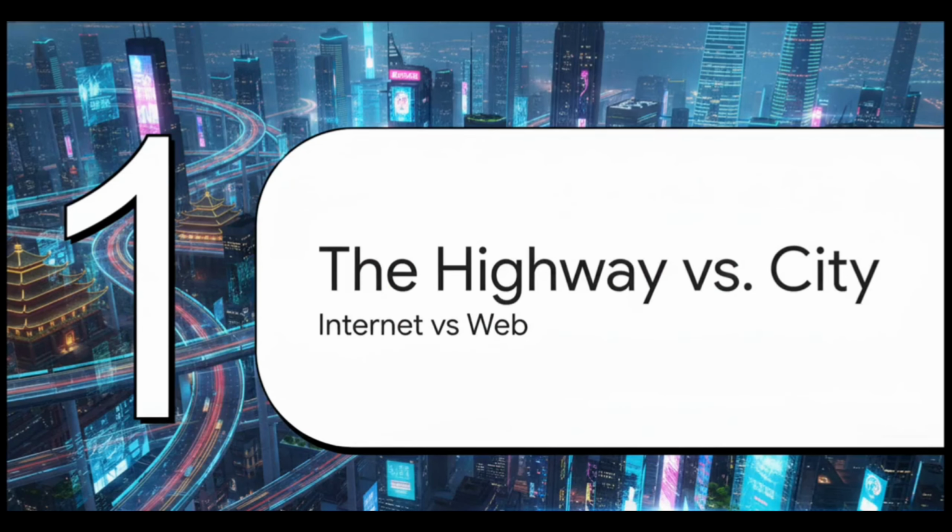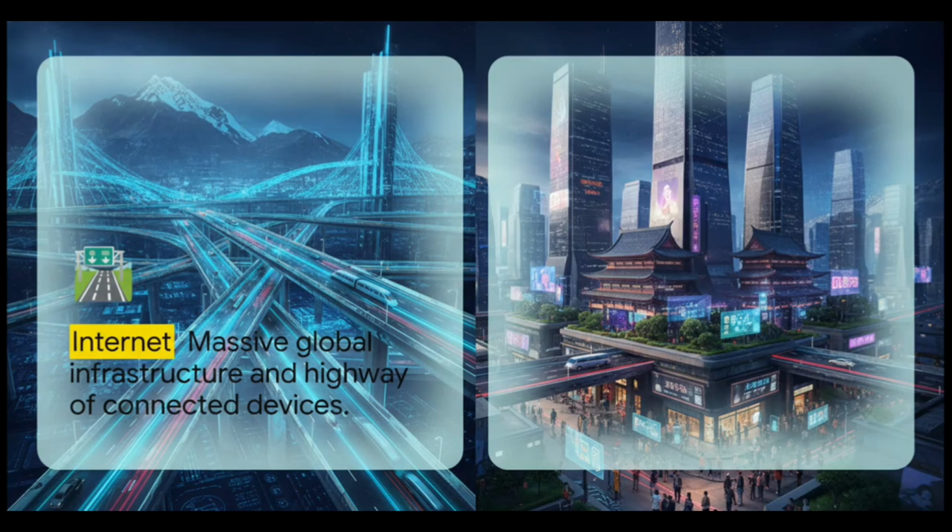Section 1, the highway versus the city. Okay, so most people just use the words internet and web interchangeably, right? But they are absolutely not the same thing. Think of the internet as a massive global infrastructure. It's the actual physical highway system made of roads, bridges, and tunnels connecting billions of computers. The internet itself doesn't actually have websites on it, it just provides the physical pathways.